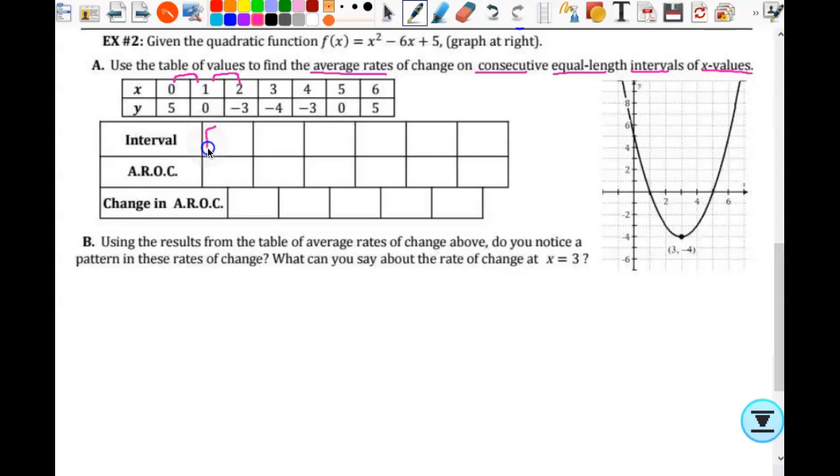So my first interval is going to go from 0 to 1, then from 1 to 2, and they're all inclusive here, and then from 2 to 3, and so forth and so on. 3 to 4, 4 to 5, 5 to 6.